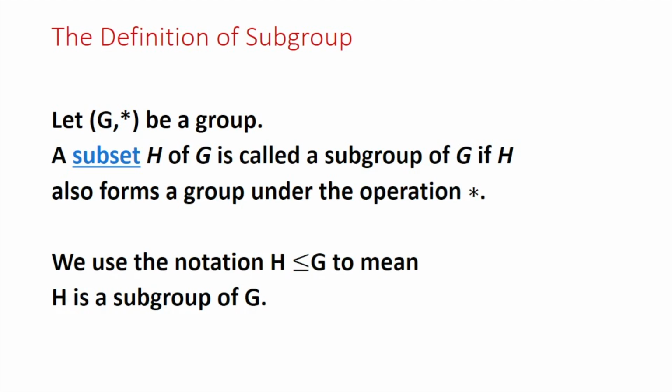This situation arises so often that we introduce a special term to describe it, called a subgroup of a group. Let us see the definition of subgroup. Let G be a group under multiplication. A subset H of G is called a subgroup of G if H also forms a group under the operation multiplication. We use the notation H ≤ G to mean H is a subgroup of G.